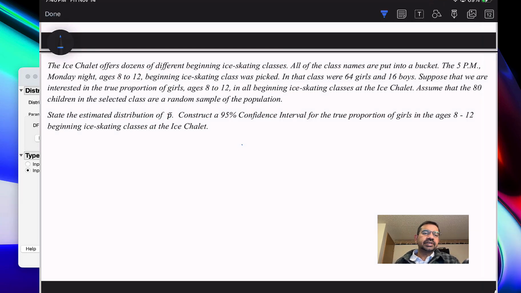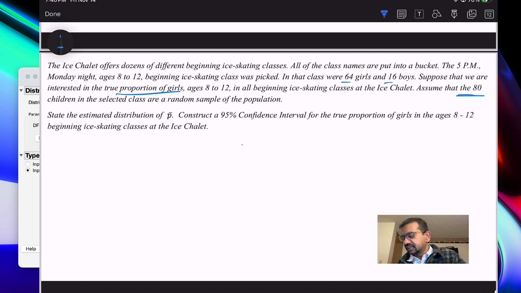To see an application of this, consider the case of a ski resort, Ice Chalet, which offers beginning skiing lessons. And they're interested in figuring out, in the age group of 8 to 12, what is the true proportion of girls in their ski lesson classes. So let's say they conduct a survey of 80 students at random, and they find that the number of girls in that survey is 64, and the number of boys is 16.